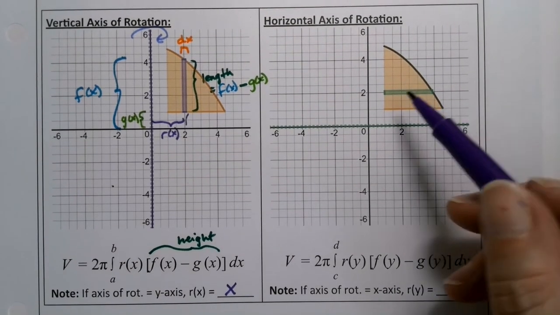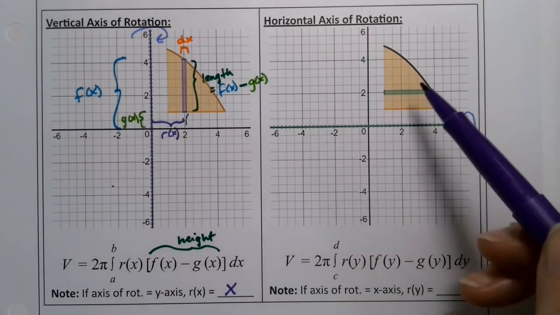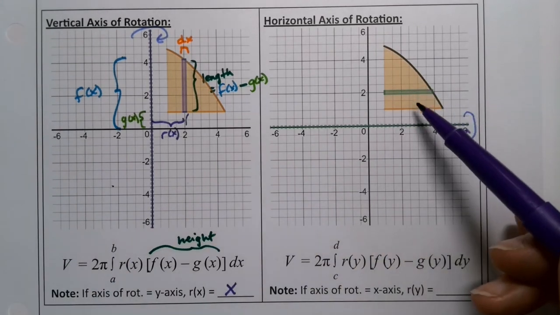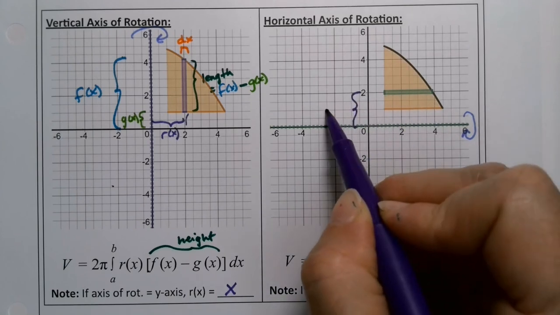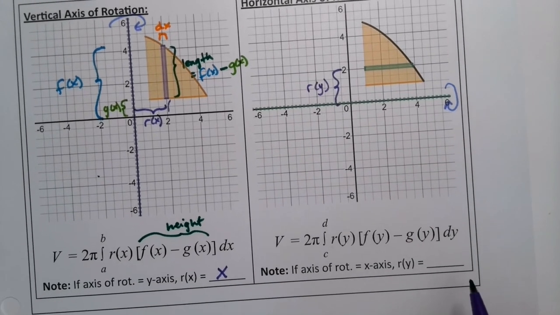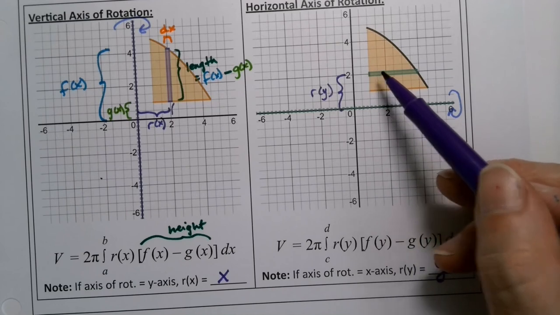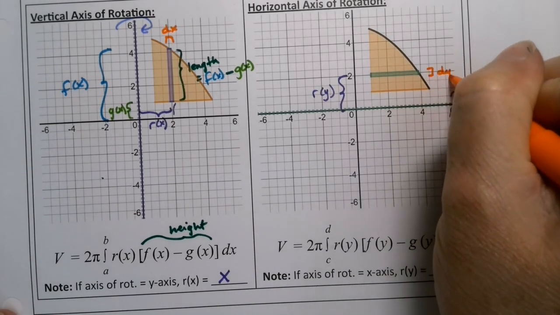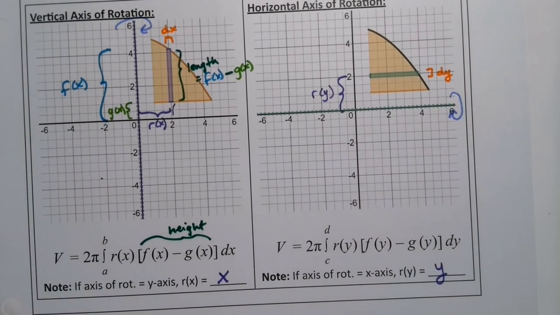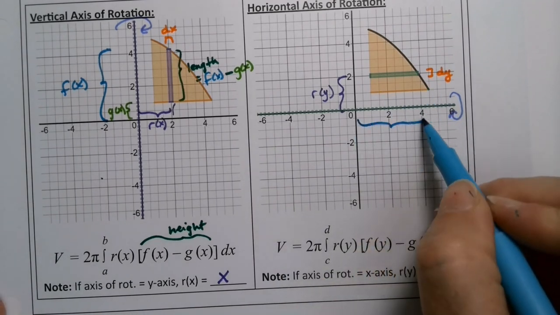Similarly, if it's a horizontal axis of rotation, if it's the x-axis, then we run parallel to that x-axis like this. And so then we have this distance right here, that's r of y, which if it's the x-axis, would just be y, right? Whatever that height is, that's y. Now, the thickness is dy. No problem.